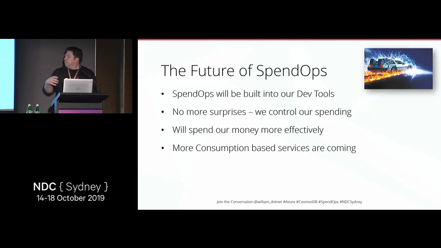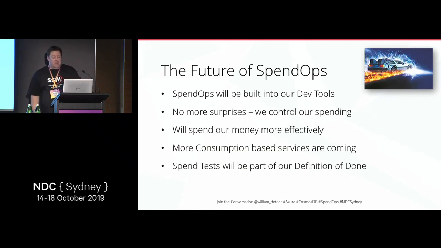And also, a lot more consumption-based services are coming. You can already apply this to not just Cosmos, but Azure Functions, ML.NET, and a few more services, and definitely take control of how much you spend there. And also, I think spend tests will become part of our definition of done, so we can't release any software until we've tested and figured out how much it's going to cost.